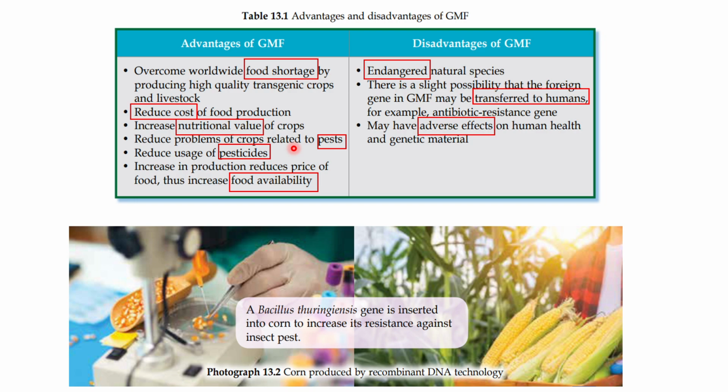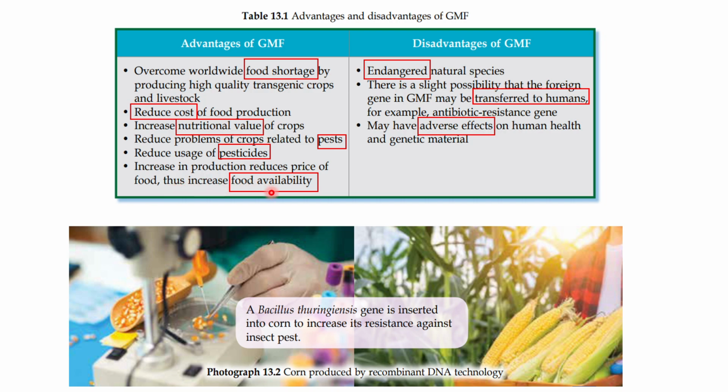Next one is reduce problems of crops related to pests. As for example, we have the GM corn, which I've mentioned just now. GM corn can produce a toxin when attacked by pests, and thus reducing the use of pesticides, which leads us to the next advantage of GMF, that is reduced usage of pesticides. Next one is increase in production will reduce the price of food, and thus increased food availability.